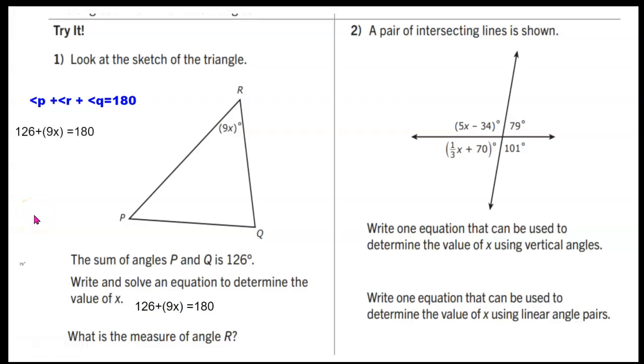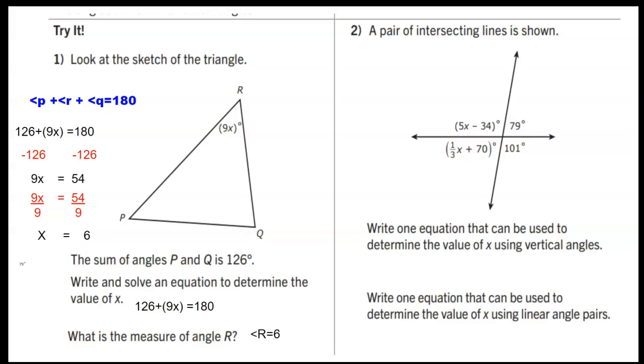All right, let's solve this equation. We know with any equation you want to do the inverse operation. So we're going to subtract 126 from both sides. We're going to be left with 9x is equal to 54. Then we're going to divide both 9x and 54 by 9. We now know that x is equal to 6. So angle R is equal to 6.